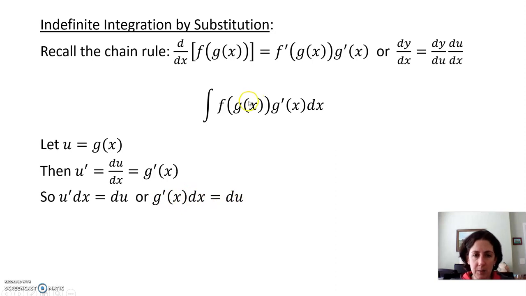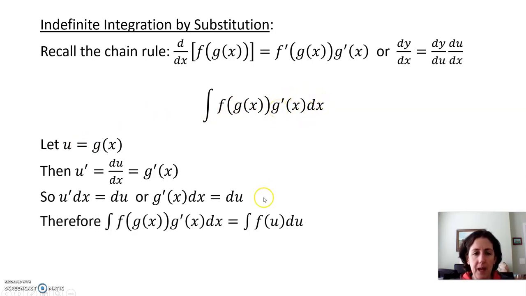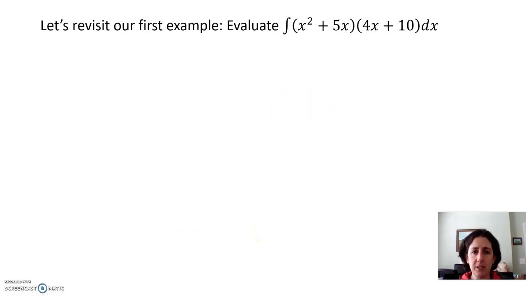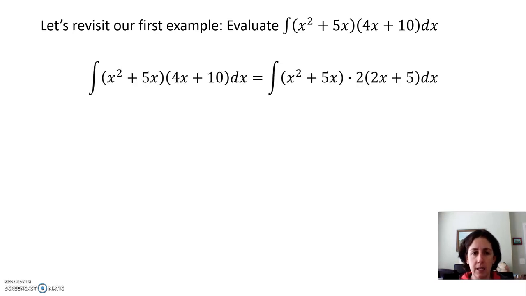And so then we could end up substituting in. This g of x would be a u, this whole thing, g prime of x dx, would be a du, and then this would be something that we'd be able to integrate using the rules we've learned so far. Let's look at an example. Let's go back to that first example. x squared plus 5x times 4x plus 10 dx.